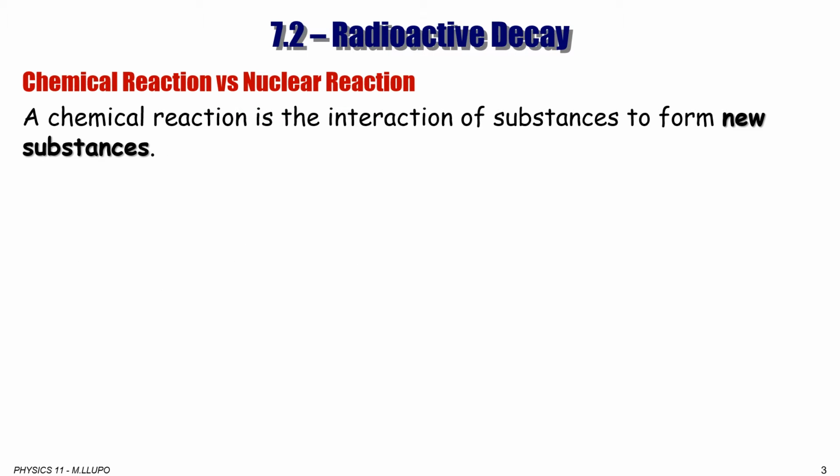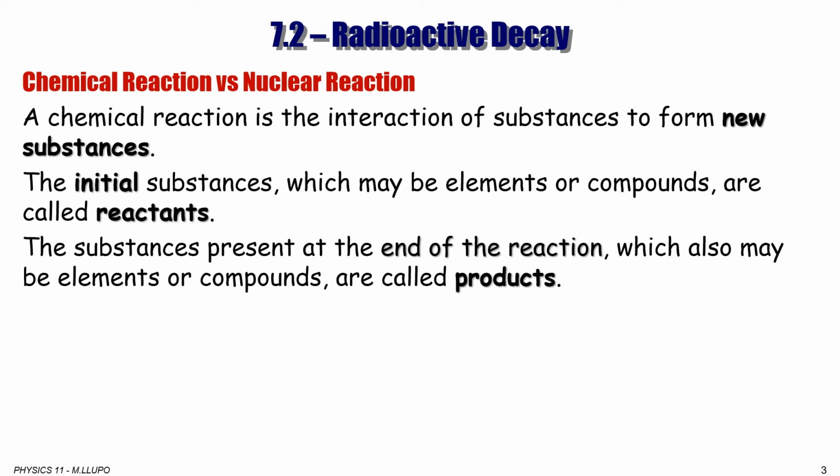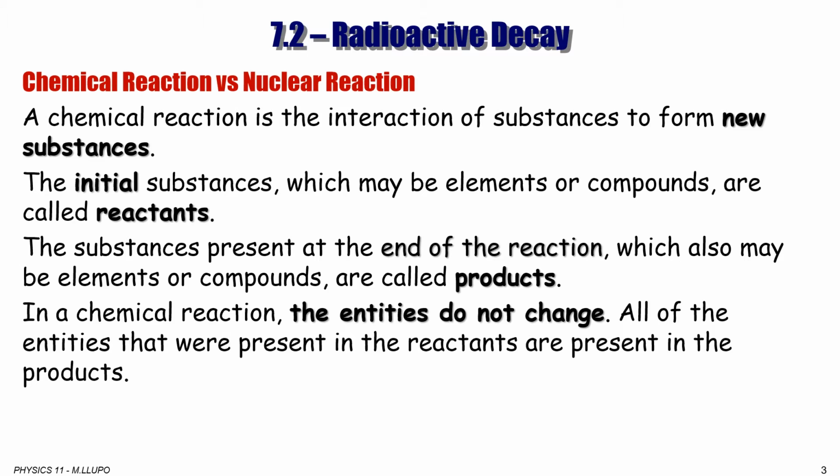What is the difference between a chemical reaction and a nuclear reaction? A chemical reaction is the interaction of substances to form new substances. The initial substances may be elements or compounds. They are called reactants. The substances present at the end of the chemical reaction, which also may be elements or compounds, are called products. In a chemical reaction, the entities do not change. All of the entities that were present in the reactants are present in the products.